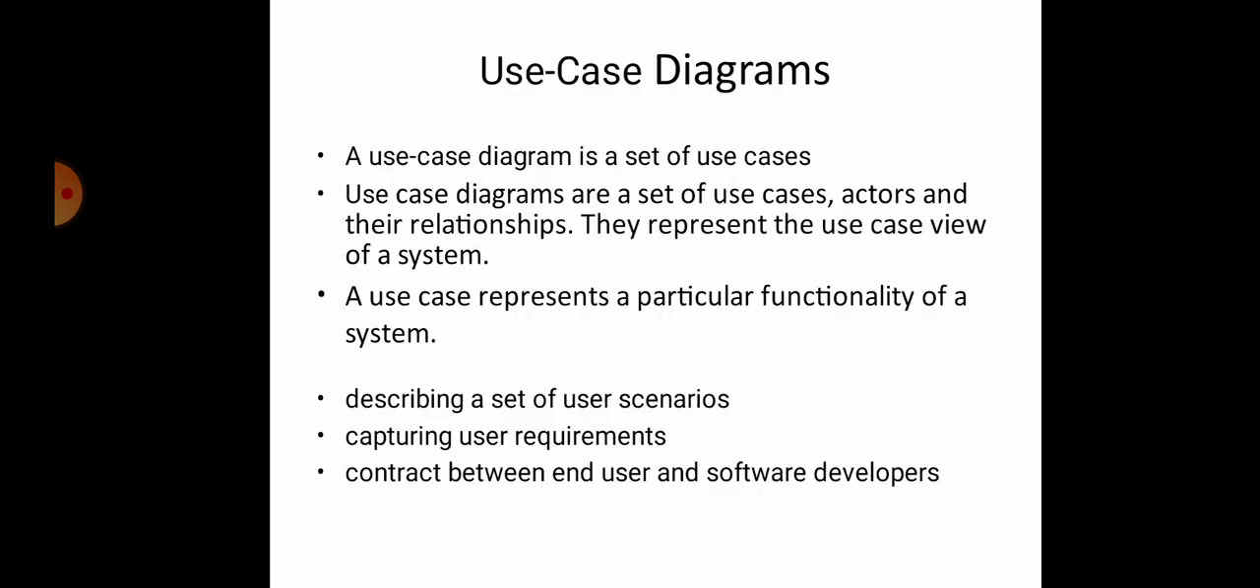Next diagram is the use case diagram. A use case diagram is a set of use cases. A use case diagram is a set of use cases, actors, and their relationships. They represent the use case view of the system. A use case represents a particular functionality of a system, describing a set of user scenarios, capturing user requirements, a contract between end user and software developers.